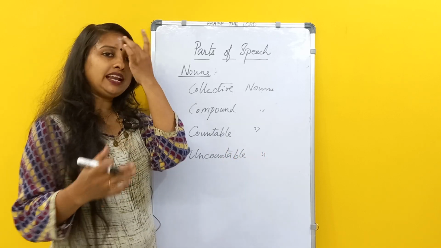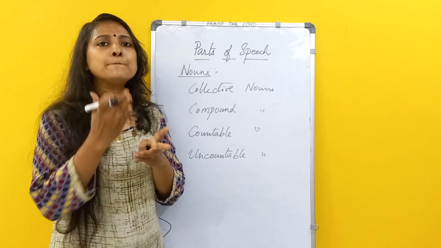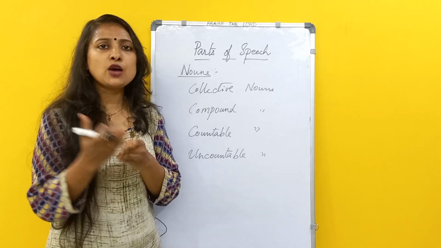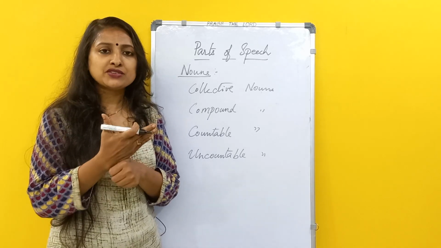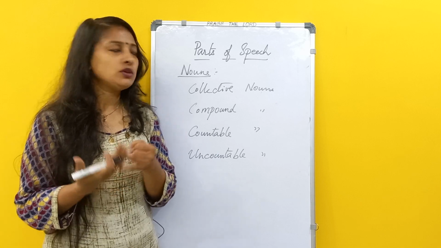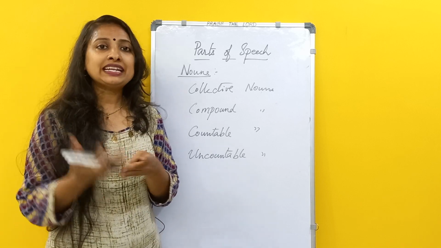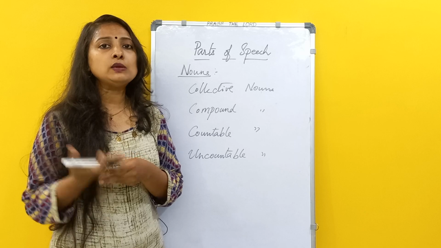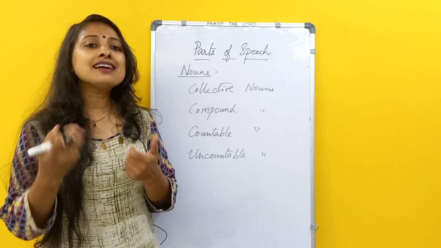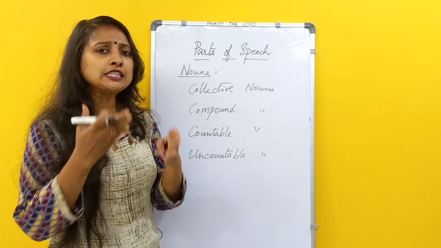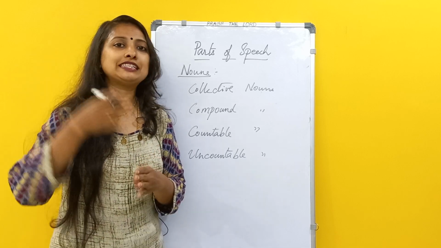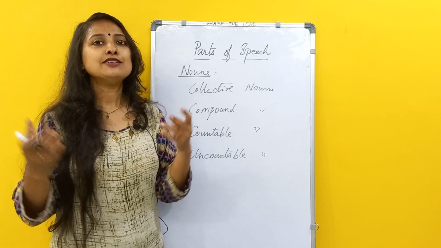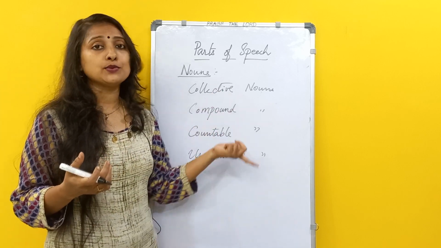Once again I'll repeat: common noun, proper noun, materialistic noun, concrete noun, abstract noun, singular noun, plural noun, collective nouns, compound nouns, countable nouns and uncountable nouns. So each type of noun again we will be discussing in detail, right? So these are the different types of nouns.